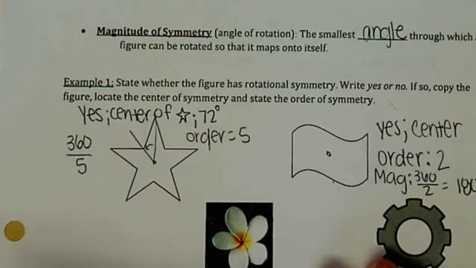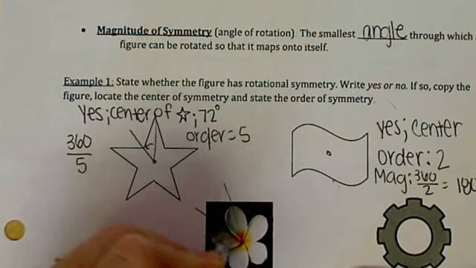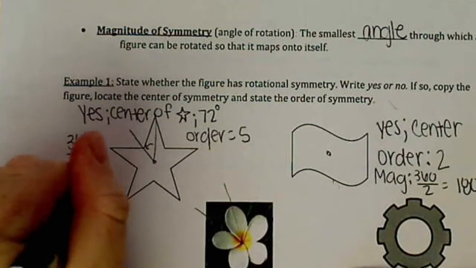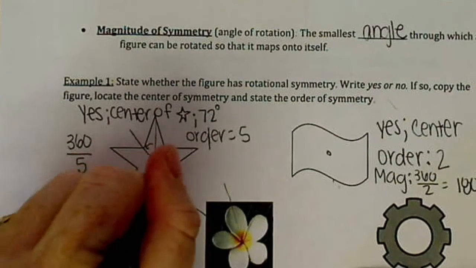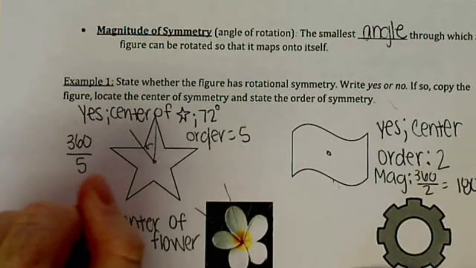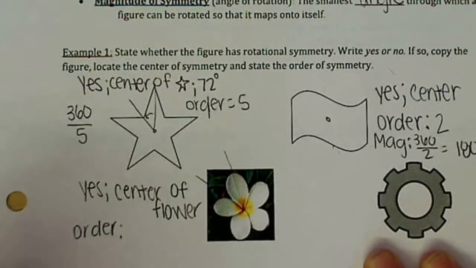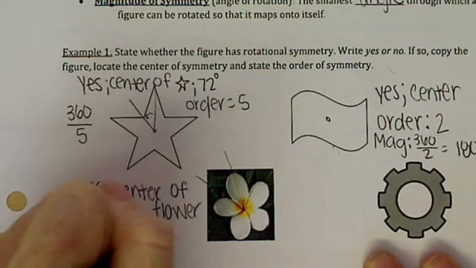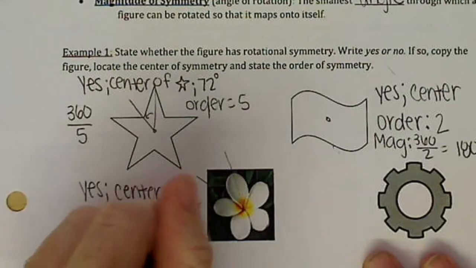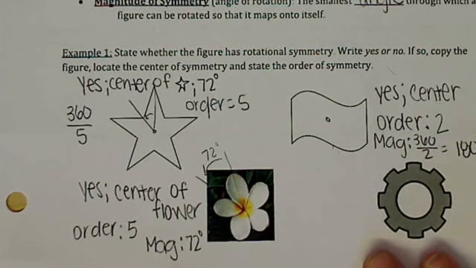All right, let's look at this plumeria down here at the bottom. We want to look at when will it look the same? Yes, it has rotational symmetry. The center is the center of the flower. What is the order? How many times will I rotate it? 5. Very good. What's the magnitude? Yeah, it's the same as our star, 72 degrees. That means this angle right here is 72 degrees.